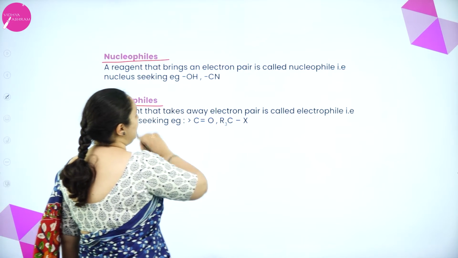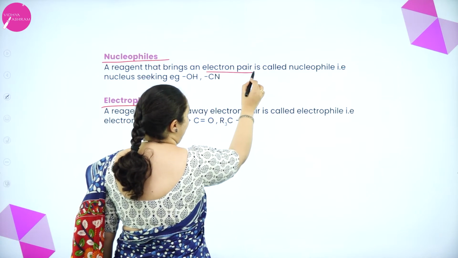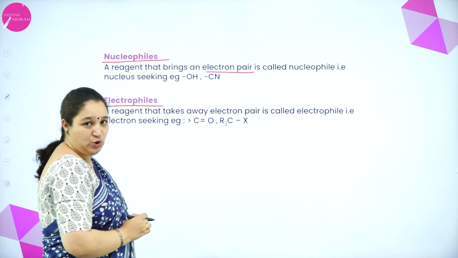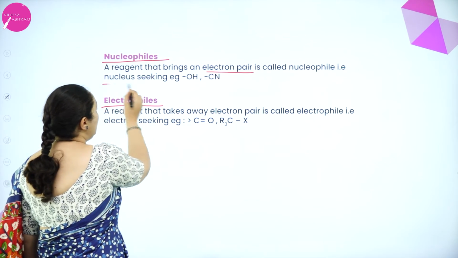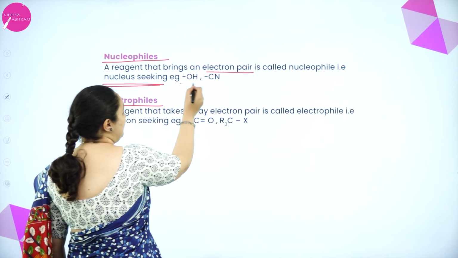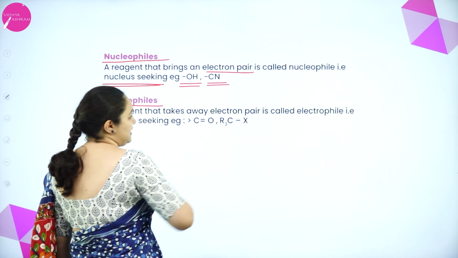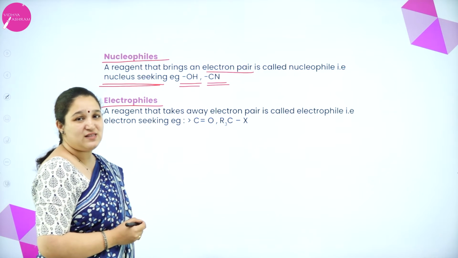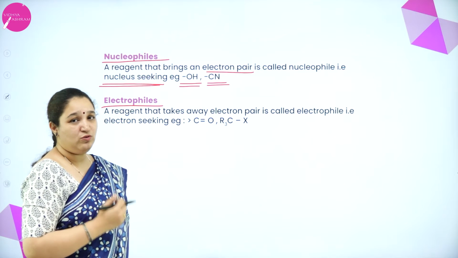A reagent that brings an electron pair is called a nucleophile. That is nucleus seeking or nucleus loving. It has got a negative charge. I told you OH minus, CN minus, all these are examples of a nucleophile.